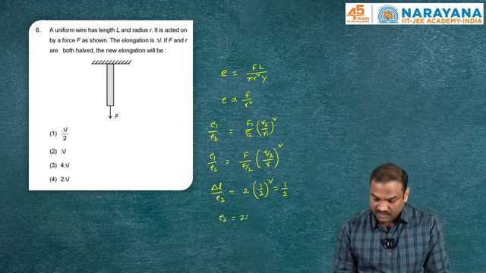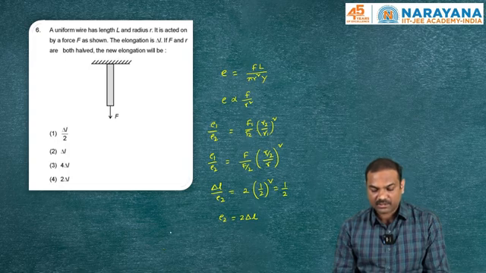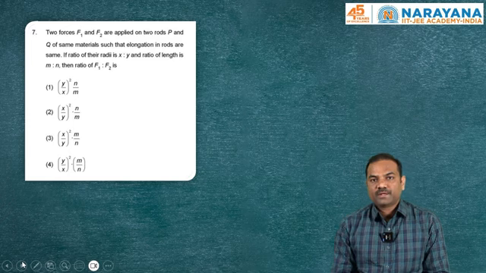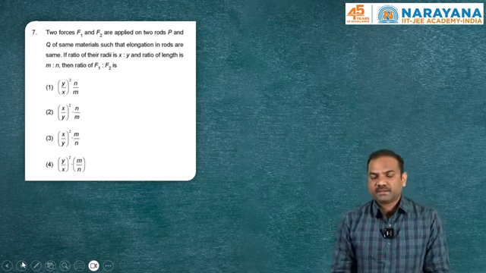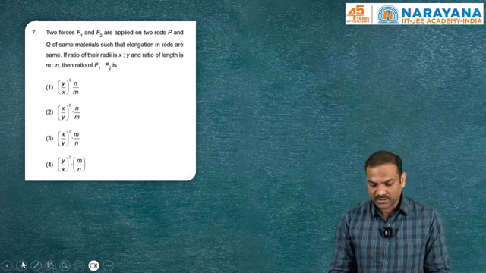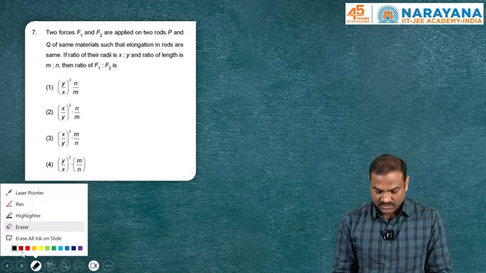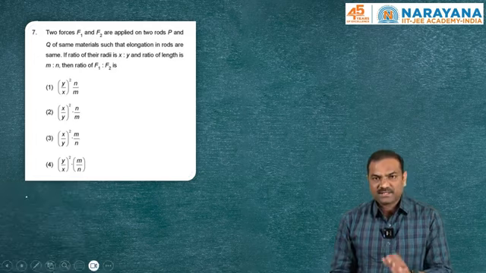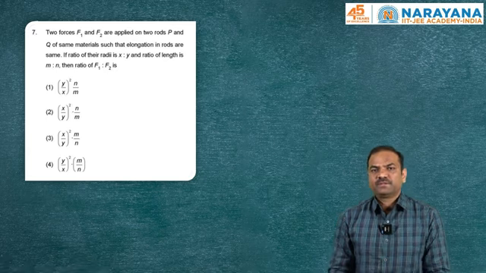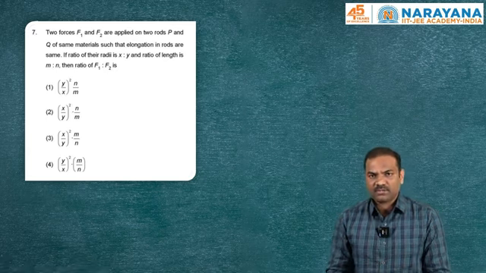Then E2 value will become 2 times of delta L. So the correct option is going to be the fourth one. We go with the next question, which is related to elongation in a wire, which is an elasticity question only. Here it is very easy. It's a comparison of elongation in two rods.